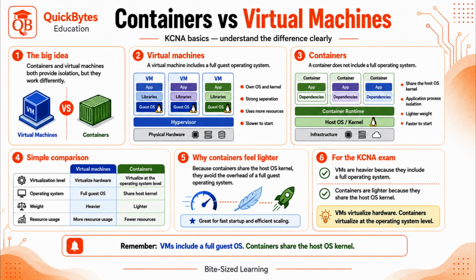Containers and virtual machines both provide isolation, but they work differently. A virtual machine includes a full guest operating system. That means each VM has its own operating system, kernel, libraries, and application. This gives strong separation, but it also uses more resources. A container does not include a full operating system. Instead, containers share the host operating system kernel while keeping application processes isolated from each other. That makes containers lighter and faster to start than virtual machines.